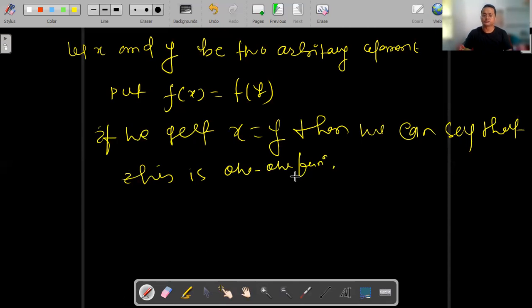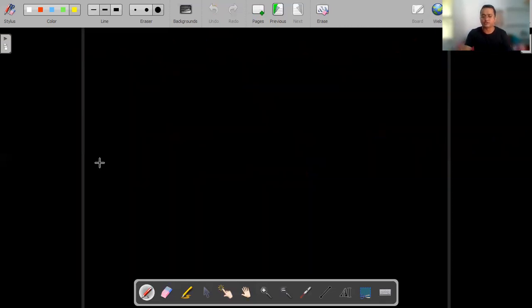Hope it is clear, right? Means what we have to do: we just assume x and y as two arbitrary elements. Then you have to put f(x), then f(y). If you get x equal to y, then you can say that this is a one-one function. So see here, one example we will do. By that, our concept will be cleared.